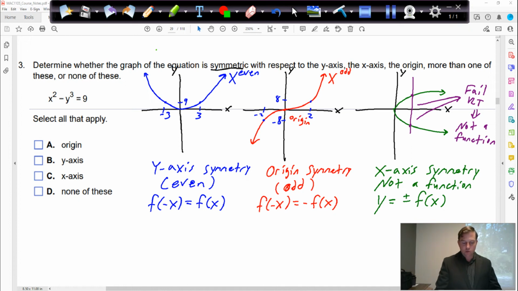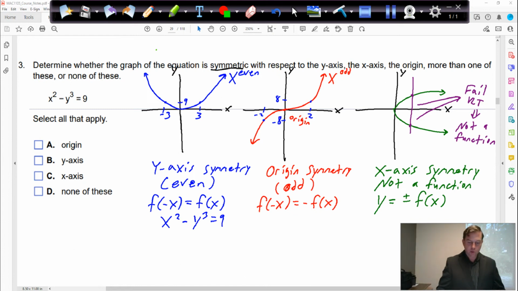What you would get, so we're not going to use numbers here. We're going to actually plug in minus x into the original function. So here's the two possibilities, the most common. We plug in minus x into here. If we get the exact same function out, then it has y-axis symmetry. So if we plug in minus x and we get the result to look like this, x squared minus y cubed equals 9, then you have y-axis symmetry.